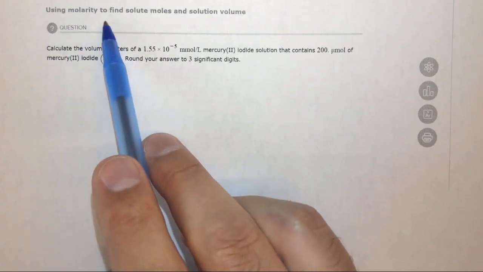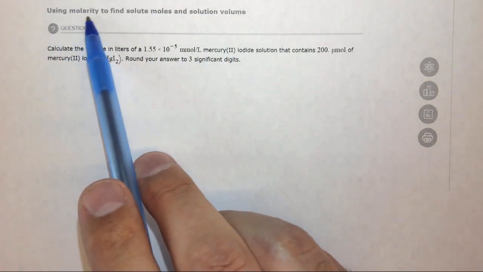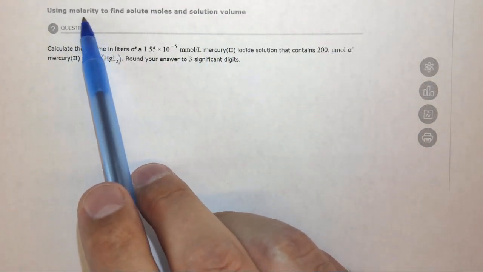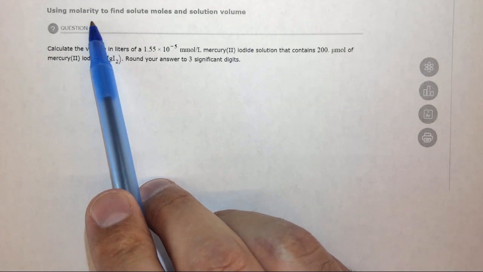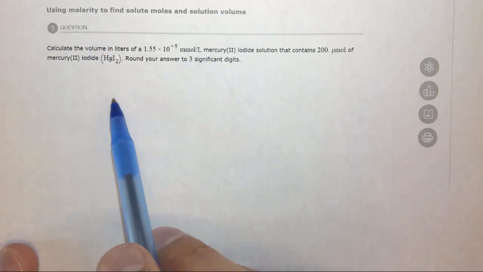So this question is called using molarity to find solute moles and solution volume. And again, it's not exactly appropriately named. If you saw a previous video, we're not actually using molarity, we're using millimolarity, which just adds a little bit of complication, but it's roughly the same thing.